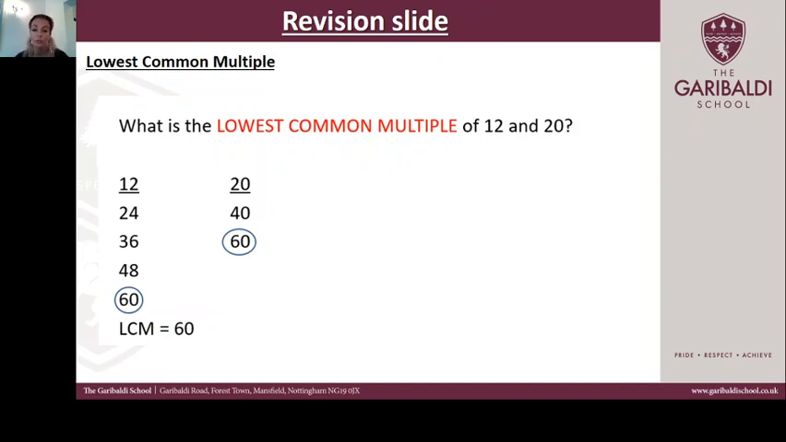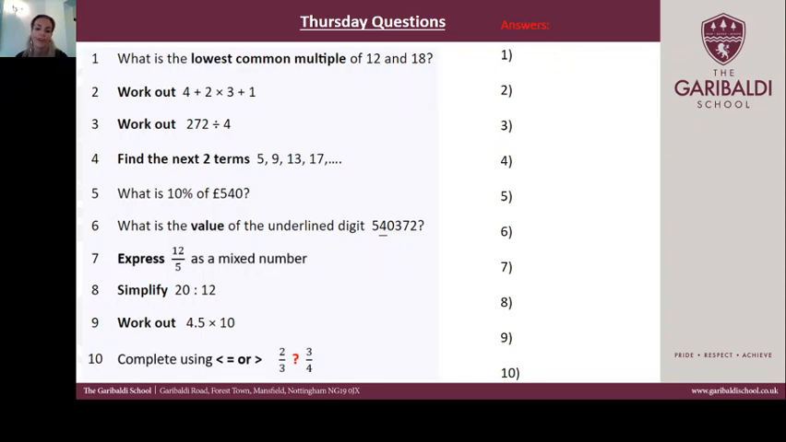So what is the lowest common multiple of 12 and 20? So for this type of question, you list multiples of 12 and multiples of 20, and you're looking for the lowest common number that's in both lists. I always try and write 5 or 6 in each list first, okay? So if we look at the 12 times table, 12, 24, 36, 48, 60. Now start listing some multiples of 20 and see if any are in the other list. So 20, 40, 60. So 60 is the lowest common multiple in both 12 and 20. So the LCM, lowest common multiple, is 60. Here's your 10 questions for Thursday. Pause the video now and have a go.